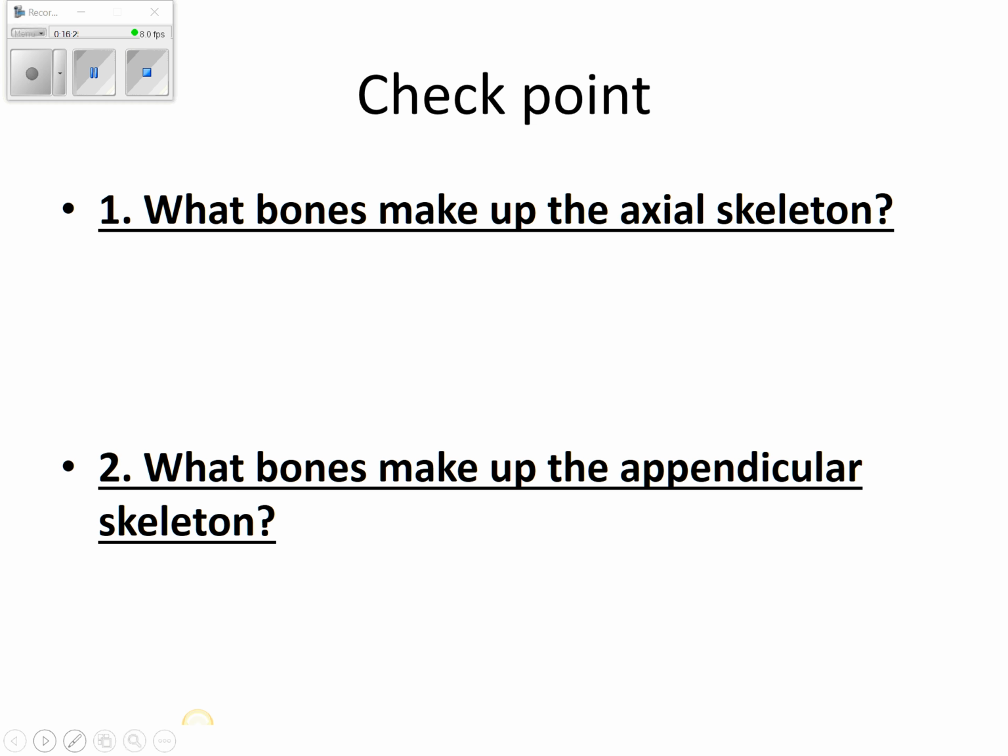So here are some checkpoint questions. What bones make up the axial skeleton? And of course, these are all in your notes. You have your skull, which contains the cranium and the facial bones, the hyoid bone, auditory ossicles, vertebral column, and thorax. So you have your sternum and your ribs.